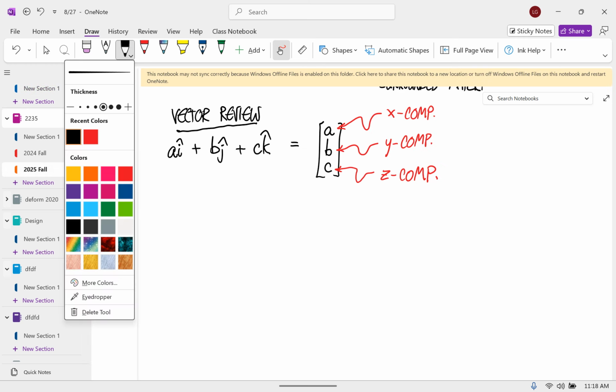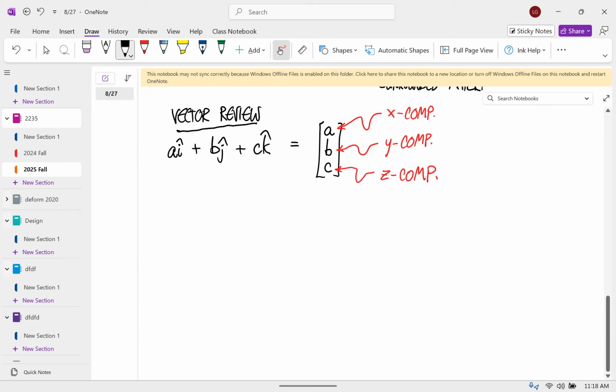Okay. So in 2D, you'd just be dealing with an X and a Y component. So you can also just sometimes see it like this. And the meaning of that is the same as A, B, and then 0 for the Z component.